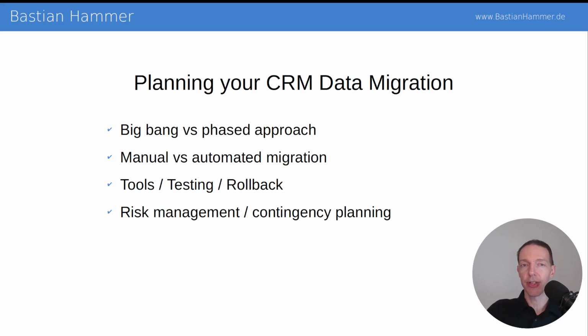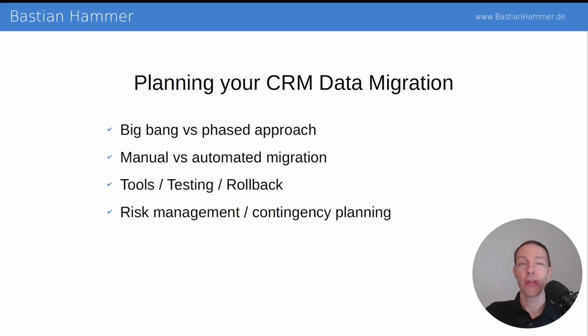Usually the phased approach is much more complicated because you have to maintain two systems at the same time. If you have integrations, you need to build up integrations for two systems at the same time. Maybe you have like interfering updates on data records. So usually a big bang is easier, but you need to test thoroughly before doing that.